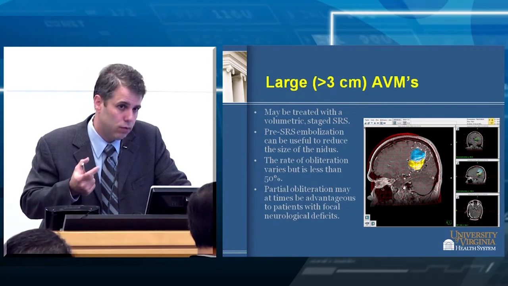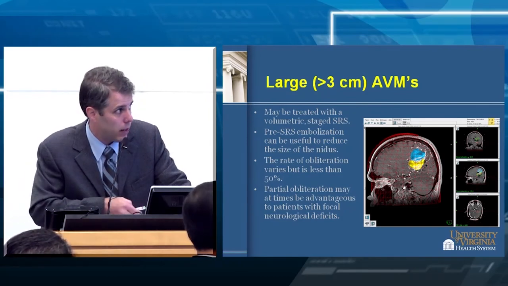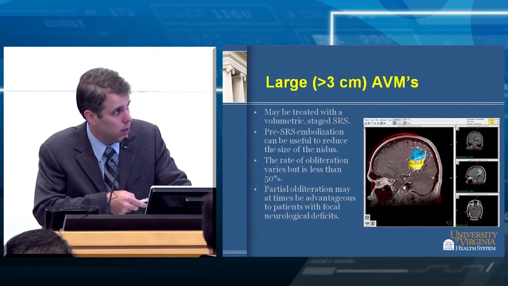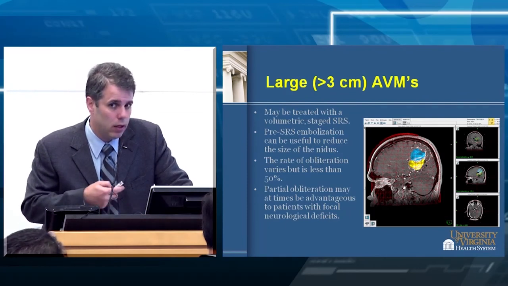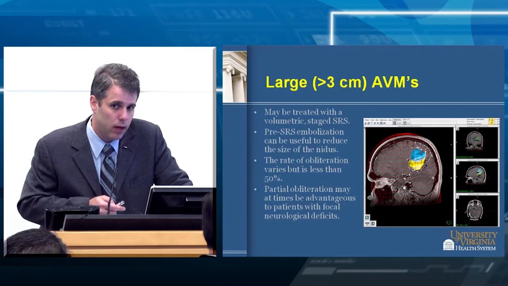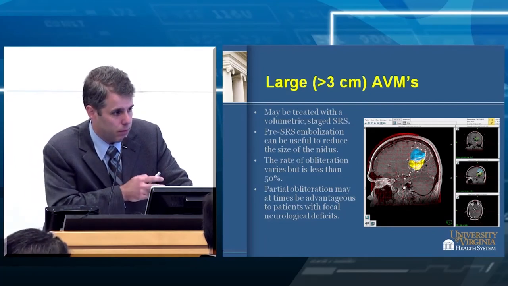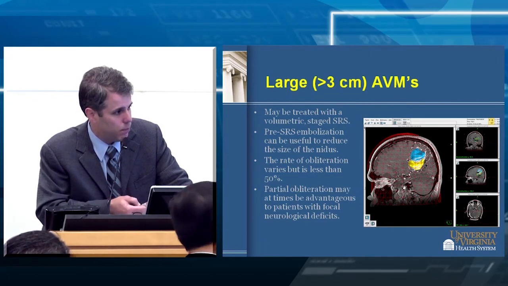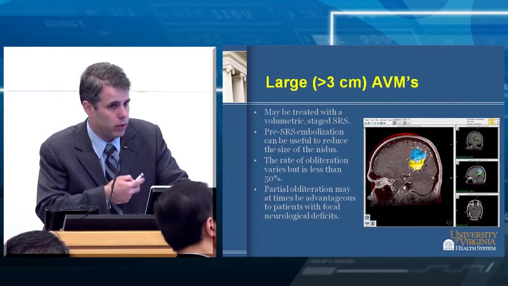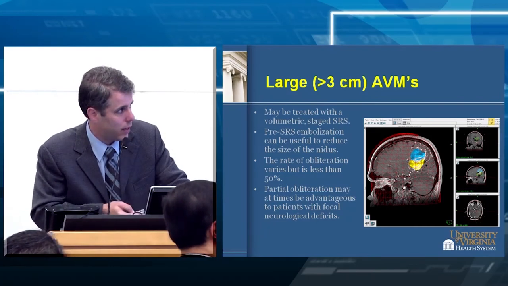Then you can do different things. There are two different approaches: volume staging it, breaking the nidus up into maybe halves or thirds. So as you've seen here, we've taken this large AVM and treated the upper portion and then the lower portion second. Actually, I think we did it the opposite, treating the deeper portion first and the superficial part second. Or you can, as Tony and his group have done, not volume stage it, but dose stage it: treating the entire nidus with a lower dose and then going back and giving a similar dose a second time.